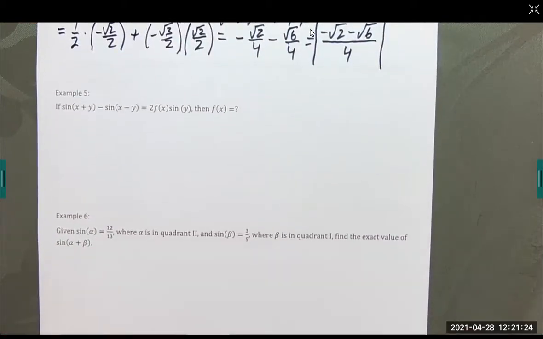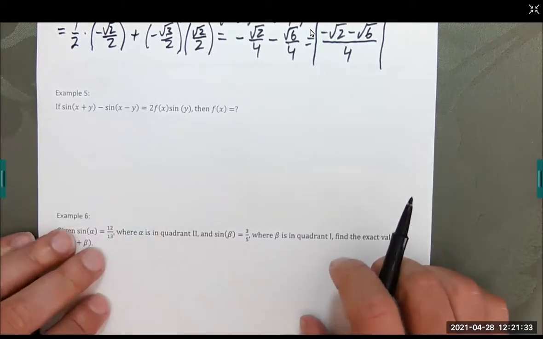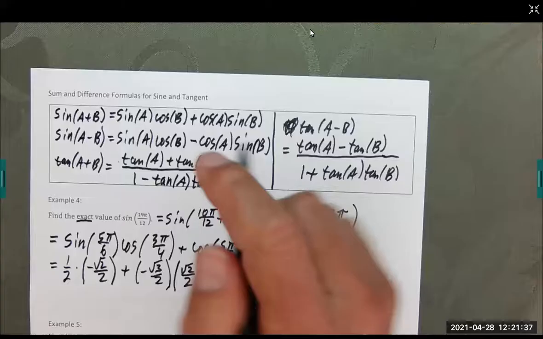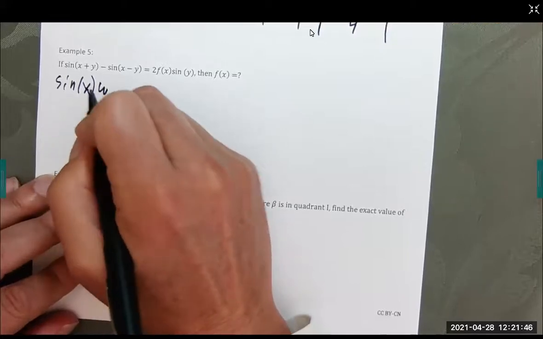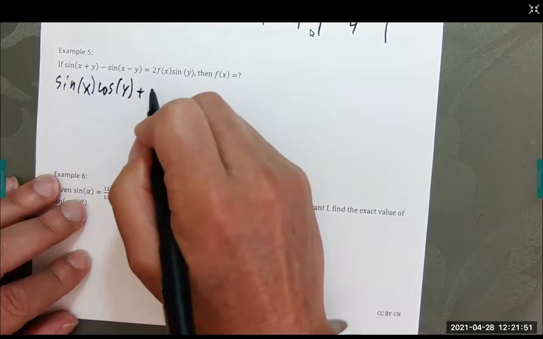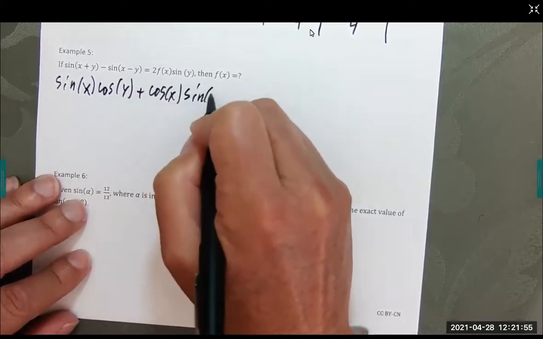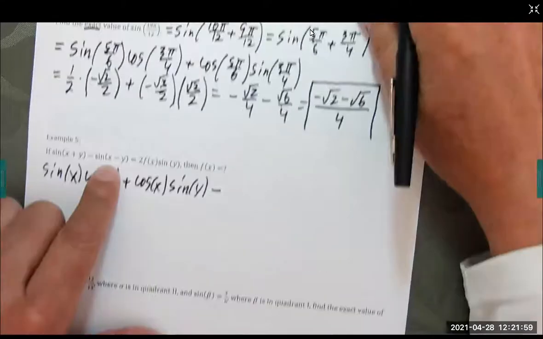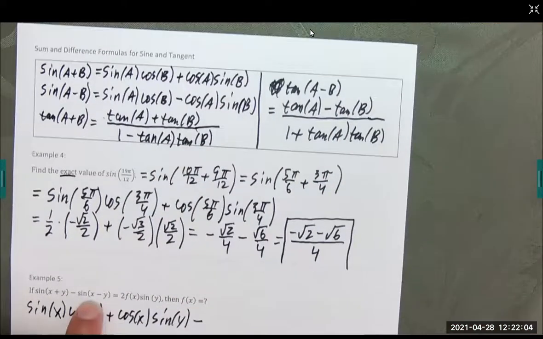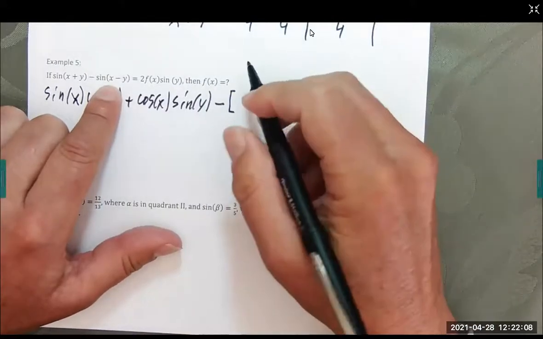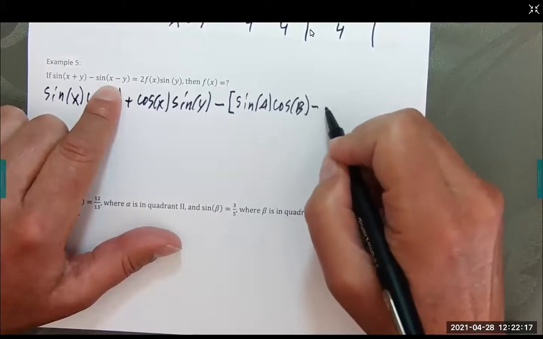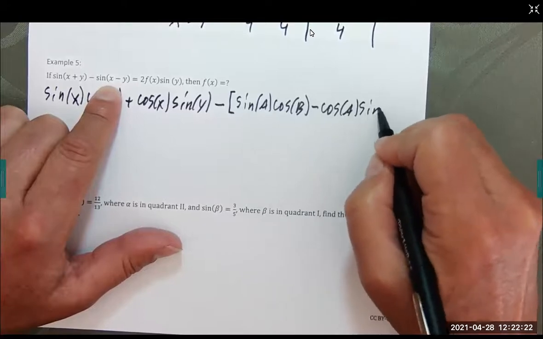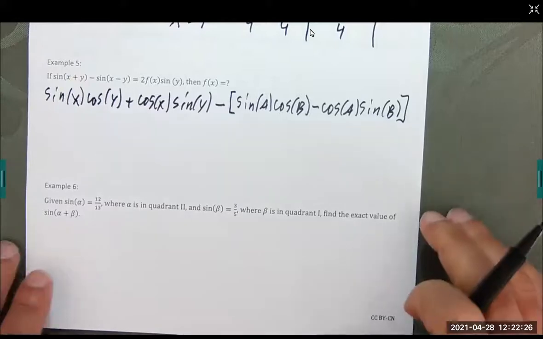All right, next up, we have sine of x plus y minus sine of x minus y. And we are looking for whatever this function is going to be. So sine of x plus y I have up here. That's sine of x, cosine y, plus cosine x, sine y, minus, now I have this one here, where a is x and b is y. So we have, and I'm going to be extra careful with the minus, sine of a, cosine of b, minus cosine a, sine b. And what I'm going to need to do is distribute the negative here.